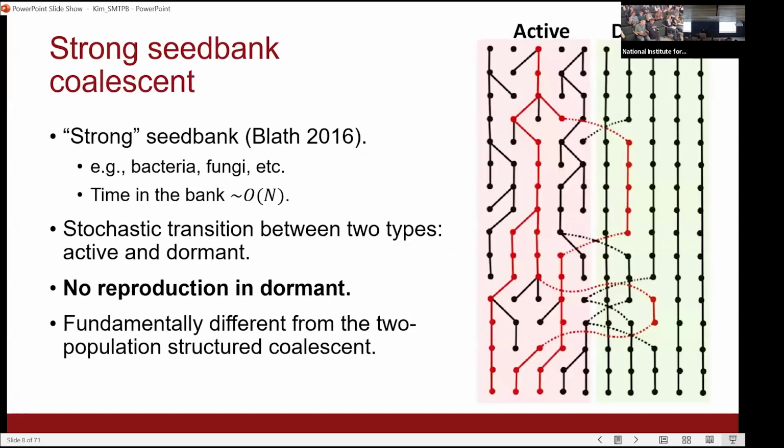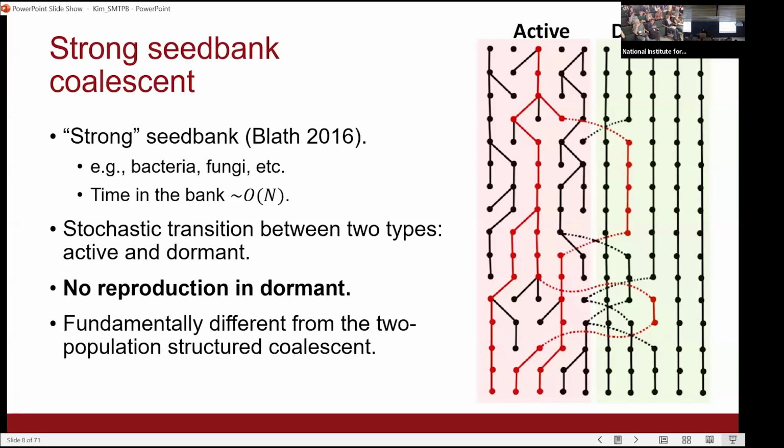And this is one of the main focuses of this talk, the strong seed bank coalescent model. Strong in the sense that the time spent in dormancy is on the order of the population size. One of the major characteristics here is that it has two compartments, an active population and a dormant population, and lineages can switch back and forth between active and dormant stochastically. But in the dormant population, you cannot reproduce. That also means that in the coalescent model, you cannot coalesce if you're in the dormant compartment.